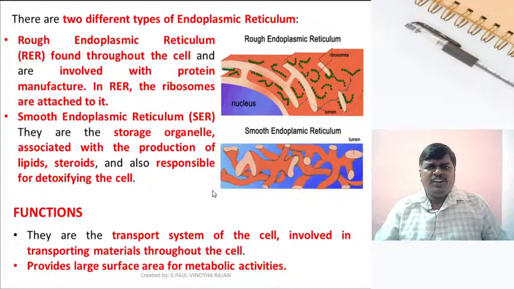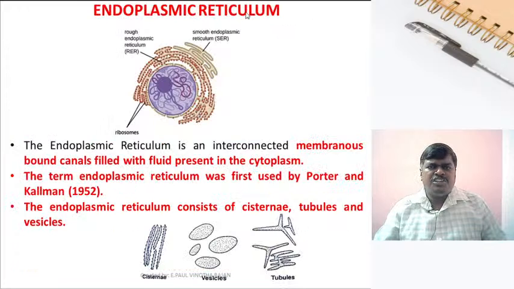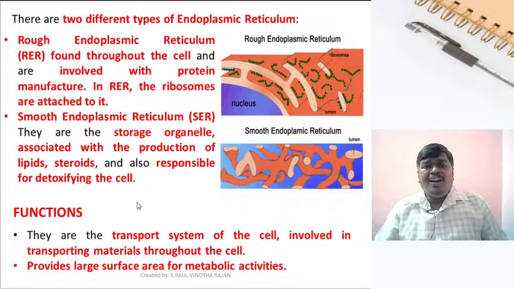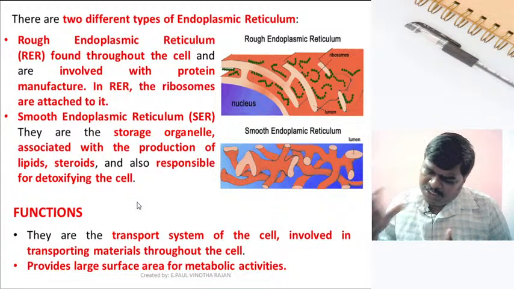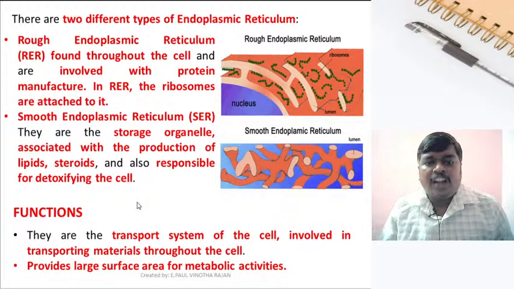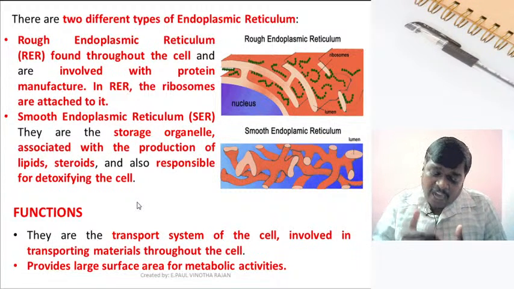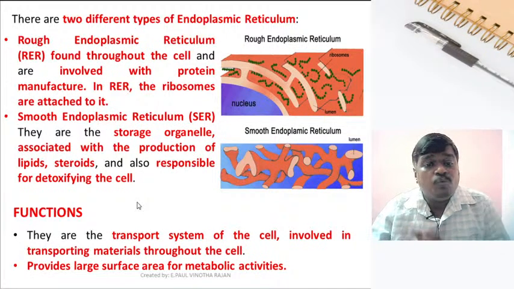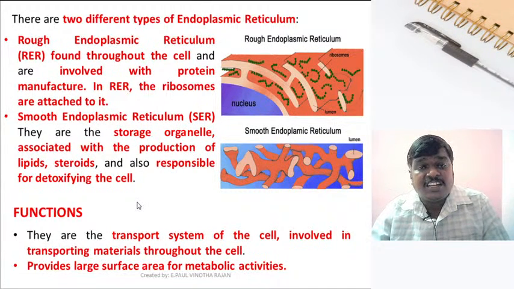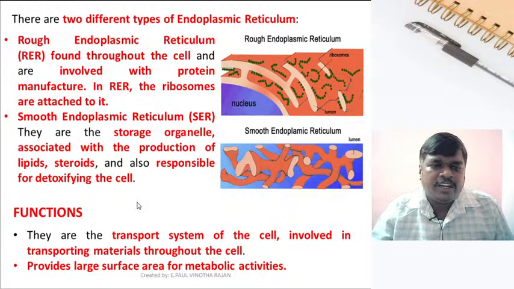And what are the main functions of this endoplasmic reticulum? As I mentioned, the ER attaches from the outer membrane, the plasma membrane, and connects to the nucleus. So all transportation of molecules within the cell, or transportation from the cell to the outside, is done with the help of the transporting system known as the endoplasmic reticulum.